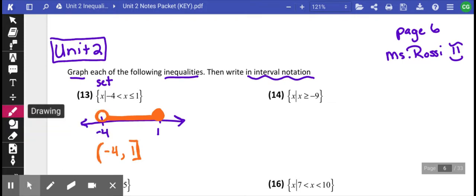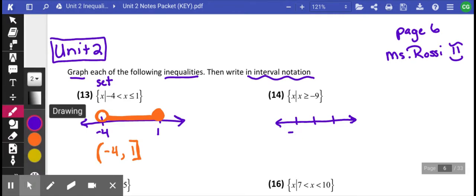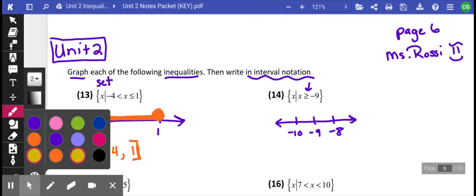On number 14, I have the set of x's such that x is greater than or equal to -9. So in this case, I'm going to use 3 numbers: -10, -9, -8. Now this is a greater than or equal to, so on the -9, I close that circle. And I want it greater, so I'm going to shade all of the numbers bigger than that.